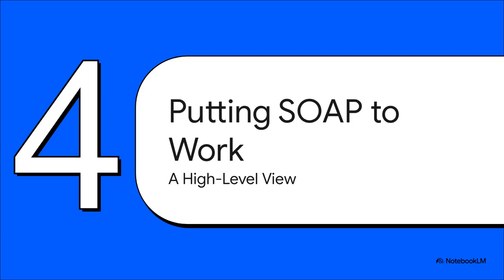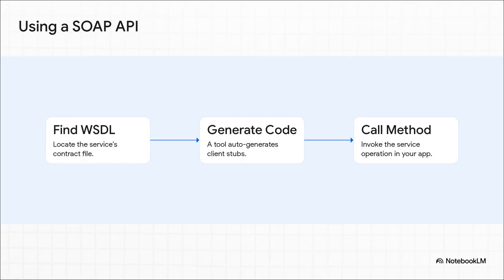Now, I know what you might be thinking. All this talk of contracts and strict XML sounds like a total nightmare for developers. But in the real world, modern tools actually make working with SOAP way more straightforward than it sounds. So when a developer wants to use a SOAP service, the whole process is pretty automated. They just find that WSDL file, that contract we talked about, and point a tool at it. That tool then automatically generates all the boilerplate code needed to talk to the service.